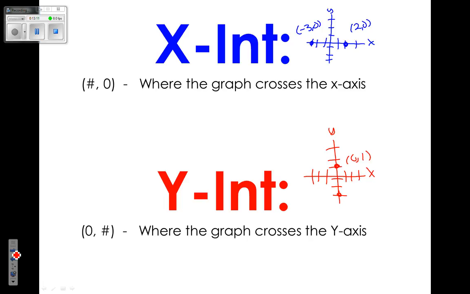Zero, 1. And do you see what they have in common? The x is always 0. So for the x-intercept, your y is always 0. For your y-intercept, your x is always 0. And that's why.